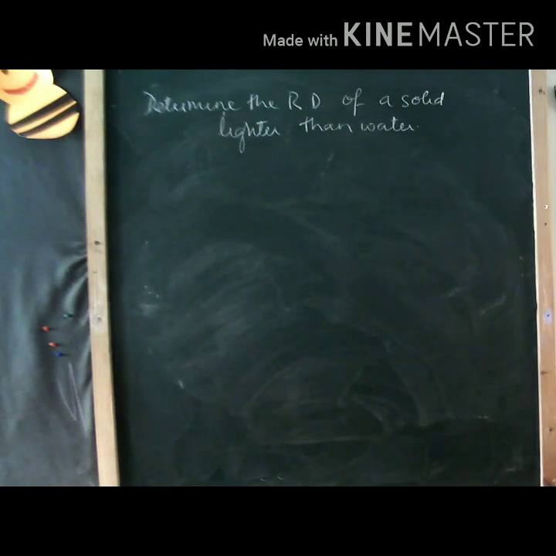That means if I want to find the relative density of a cork, you all know the cork will never go inside the water as such. It is lighter than water. But if I tie the cork with a piece of iron, then it will go inside the water. That piece of iron is known as a sinker. So to determine the relative density of a solid lighter than water, we will also need a sinker.